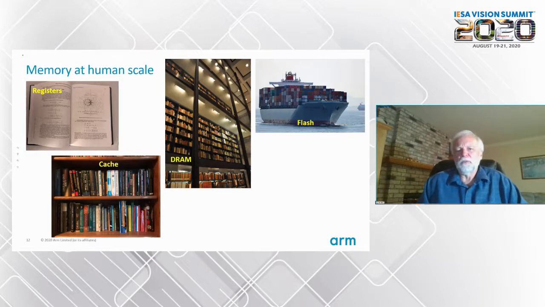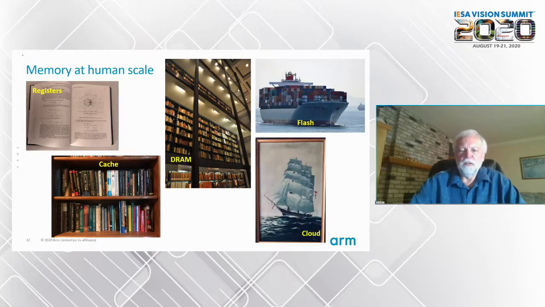And when you start going to flash, you can move huge amounts of data, as the container ship shows, but it's a very, very slow process. And then when you go to the cloud, it's kind of like a sailing ship. It'll get there sometime. You're not really sure when. Because the time scales on the machines are sub-nanosecond in the CPU world, the delays of going off chip to flash are very significant.